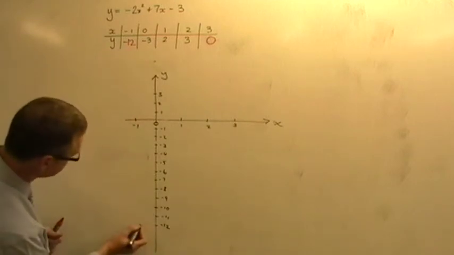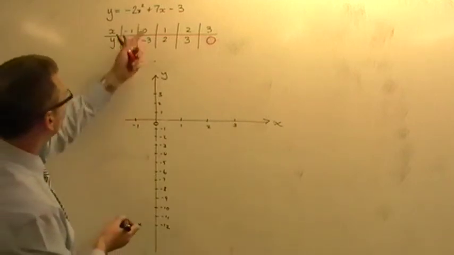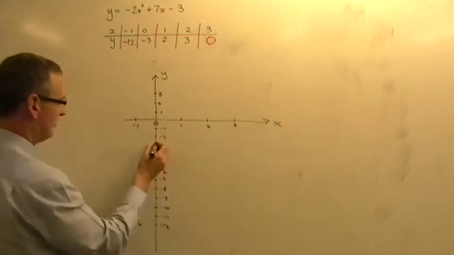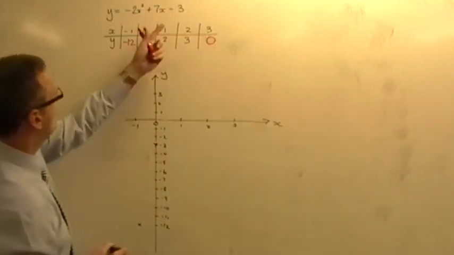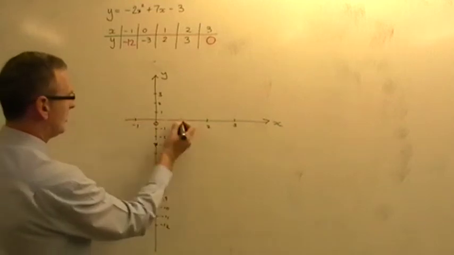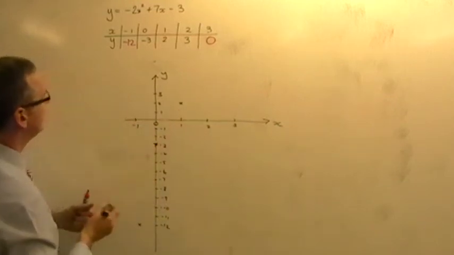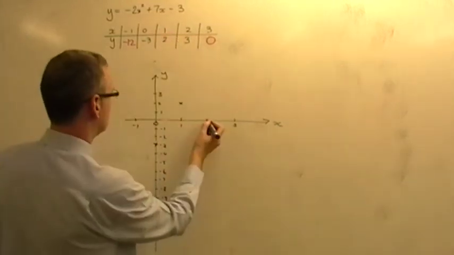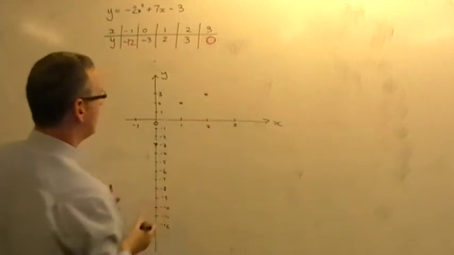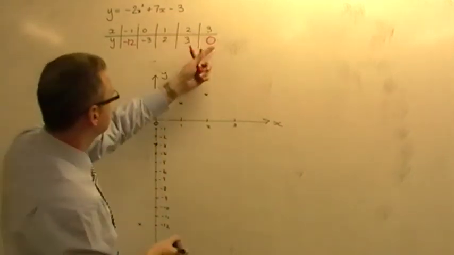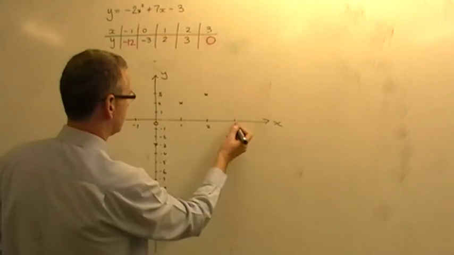Fingers crossed. Okay, so minus 1, minus 12. That's right down here. Put a cross. 0, minus 3. 0 across, 3 down. Put a cross. 1, 2. That's 1 across, 2 up. That goes there. 2, 3. 2 across, 3 up. That goes there. And finally, 3, 0. That's 3 across, 0 up or down. It goes there.